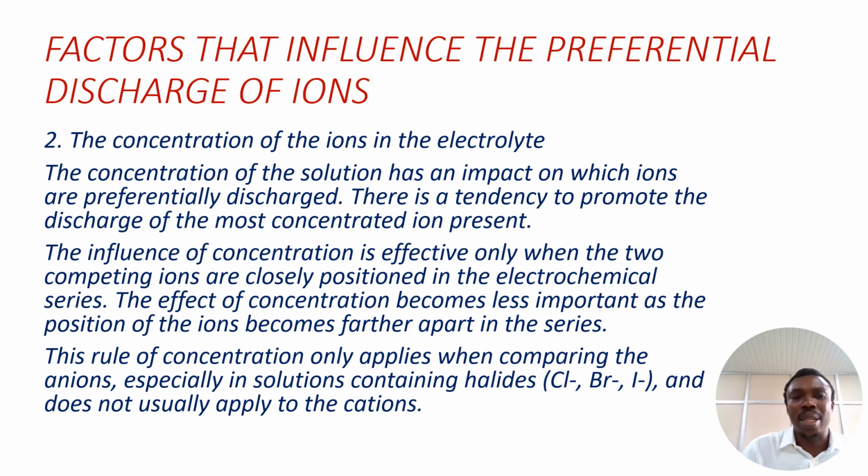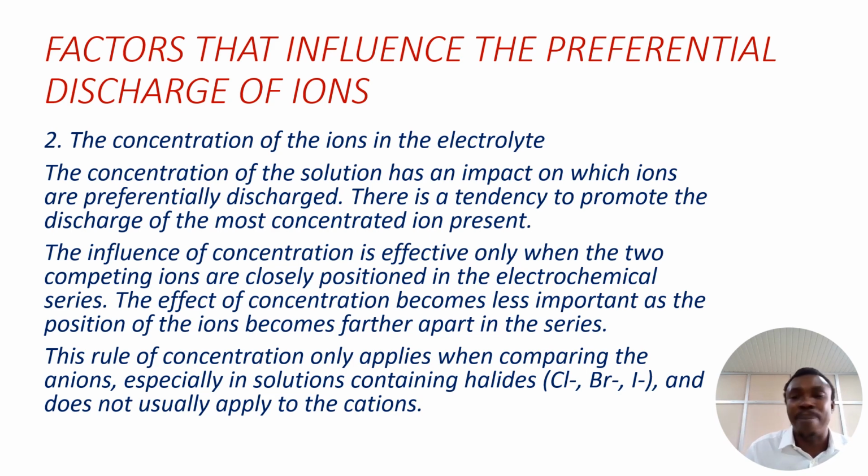So the rule of concentration only applies when comparing anions, especially in solutions containing the halides, and does not usually apply to the cations. So in general, the concentration of the ions in the electrolyte can affect the ion that will preferentially discharge. The ion that has a higher concentration will preferentially discharge compared to the ion that has a lower concentration. So we say the effect of concentration only comes into play when the two competing ions are closer to each other in the electrochemical series.